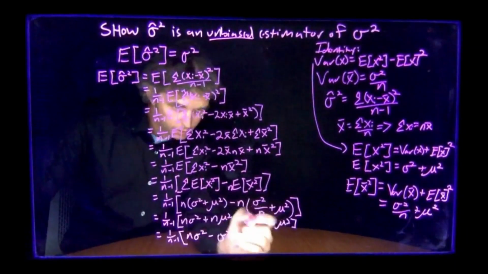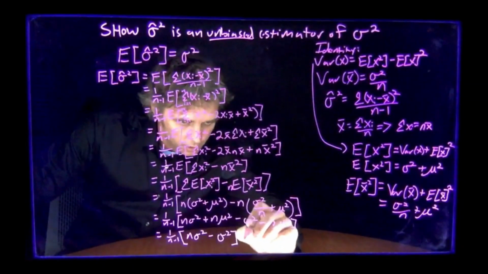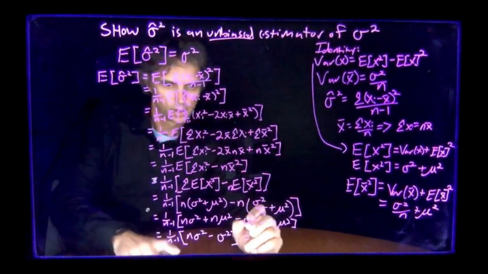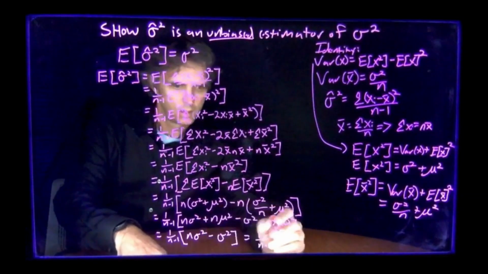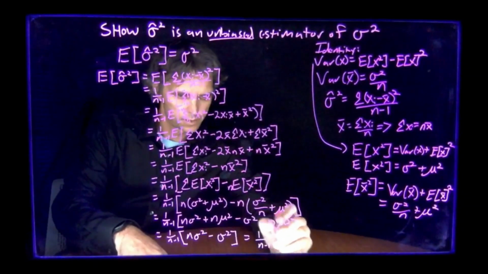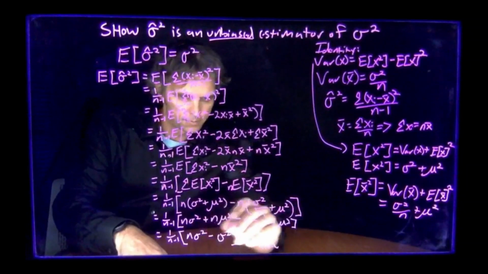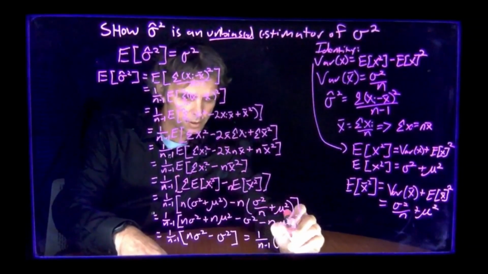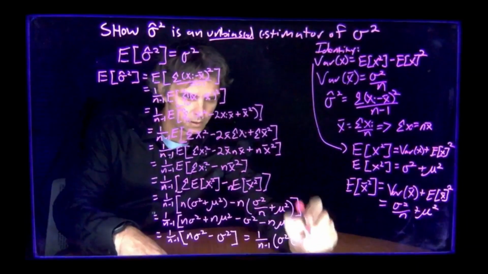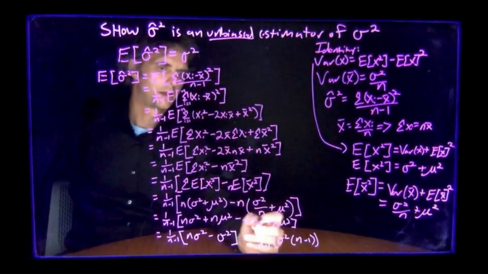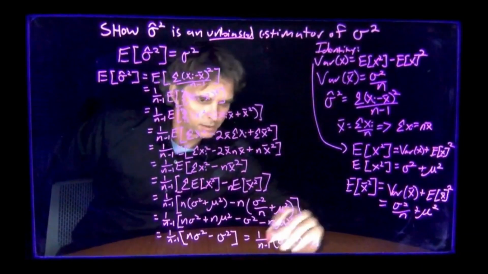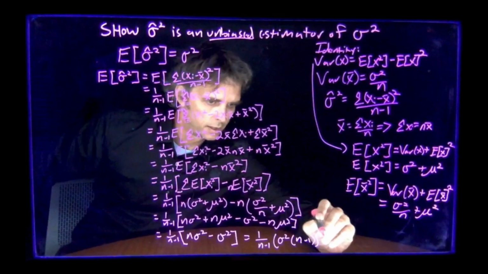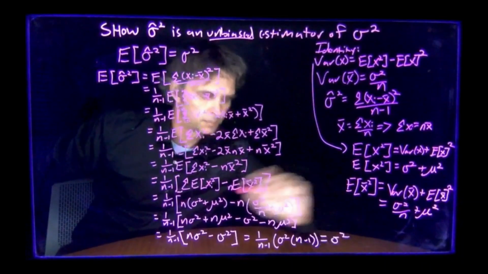I've run out of room down here, so I'm going to go this way. Equals 1 over n minus 1. I'm going to factor out a sigma squared, and that'll leave us with an n minus 1. And aha! I've got 1 over n minus 1 times sigma squared times n minus 1. That n minus 1 and that n minus 1 cancel, and I'm left with sigma squared.